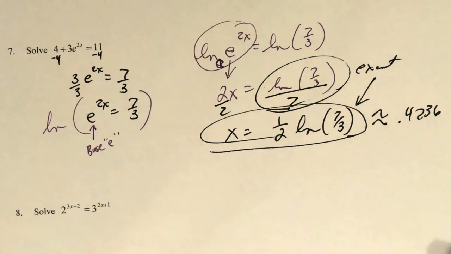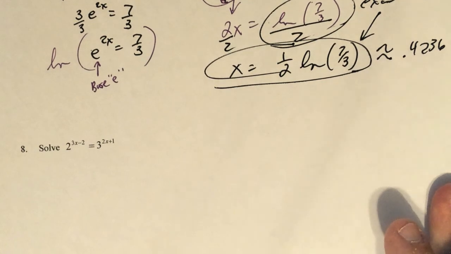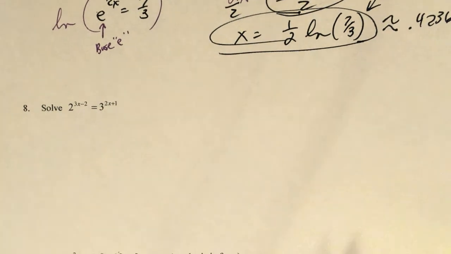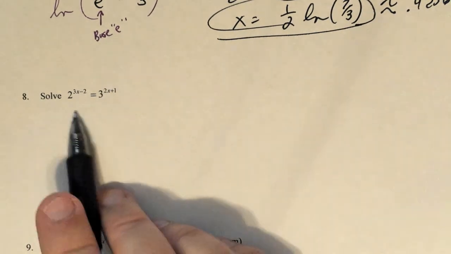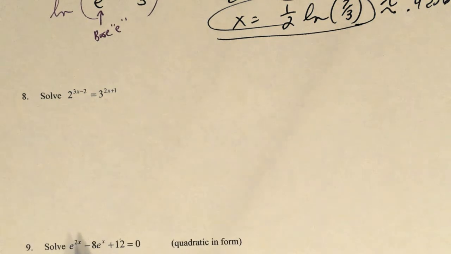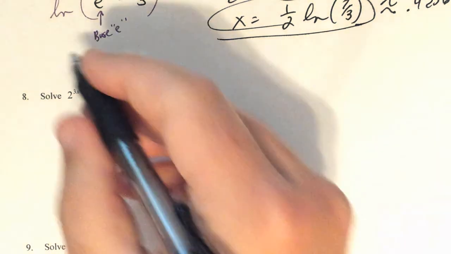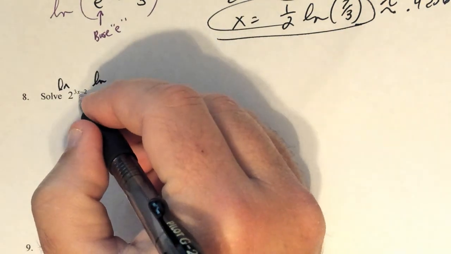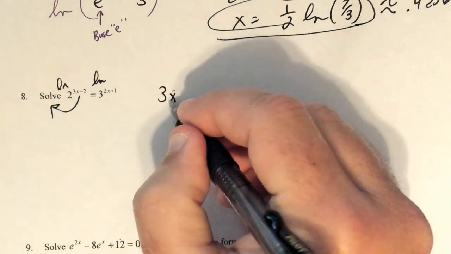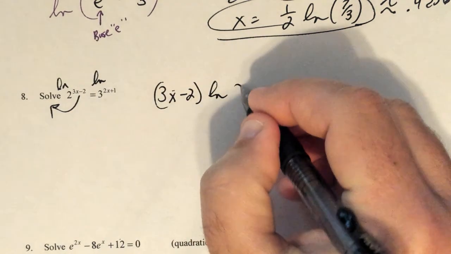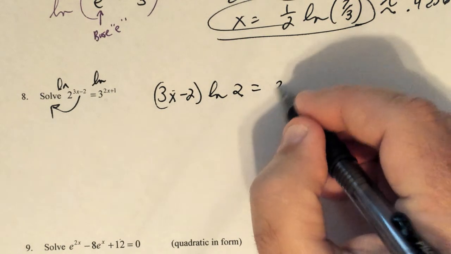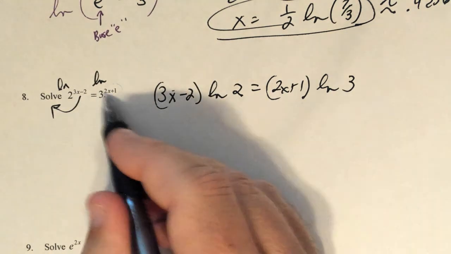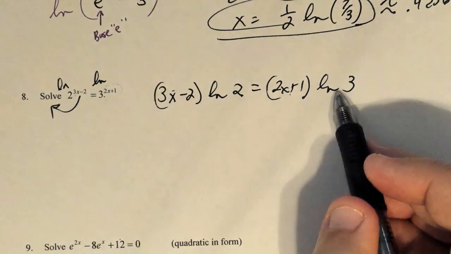Alright, so then we got one more. Now, this one is the trickiest of the bunch, because you have two bases on both sides. And so if I log both sides, and the reason you log both sides is so that I can bring this exponent out front. So we have 3x minus 2 times the natural log of 2 is equal to 2x plus 1 times the natural log of 3. Notice what I did. Exponents came out front, and then I did natural log of 2 and natural log of 3.